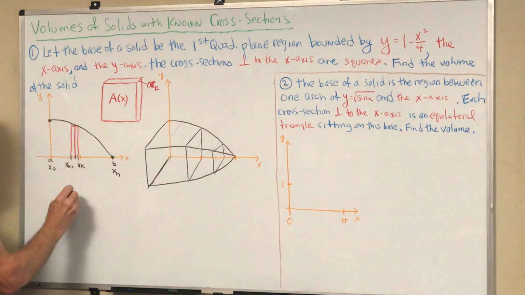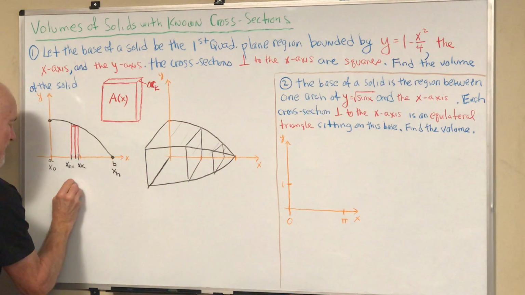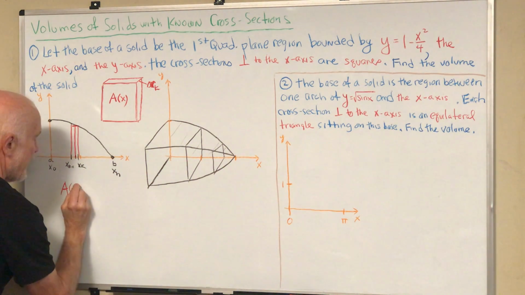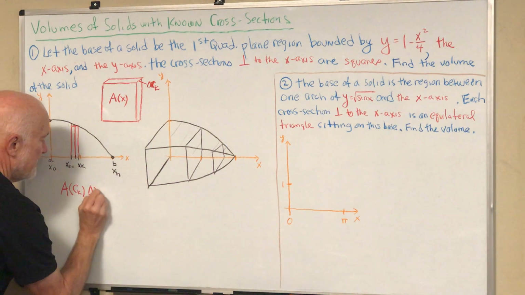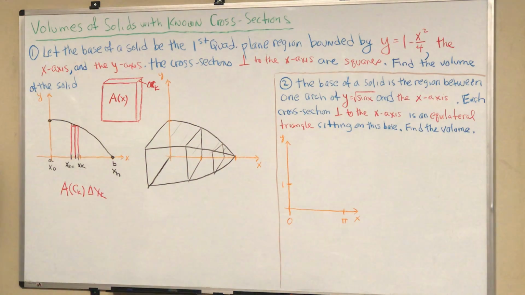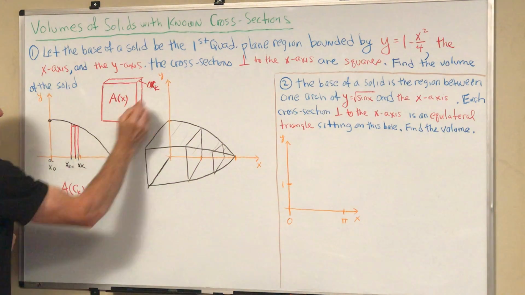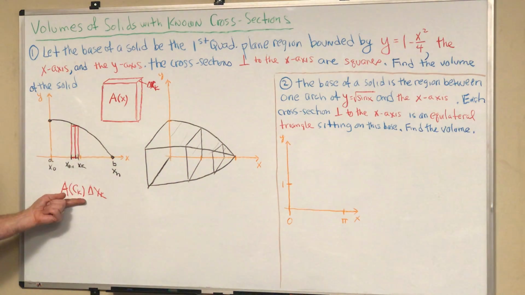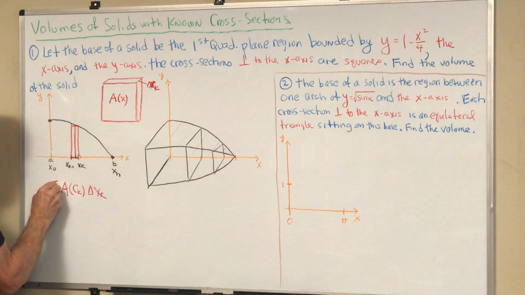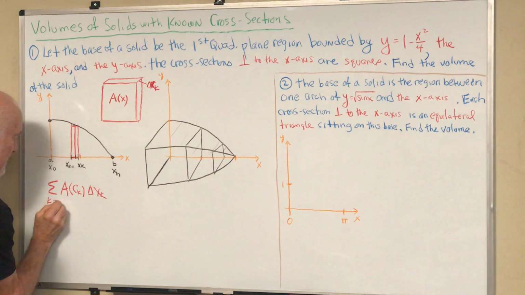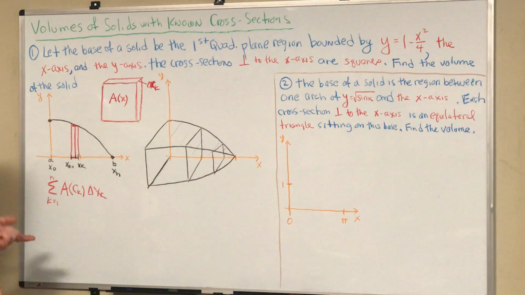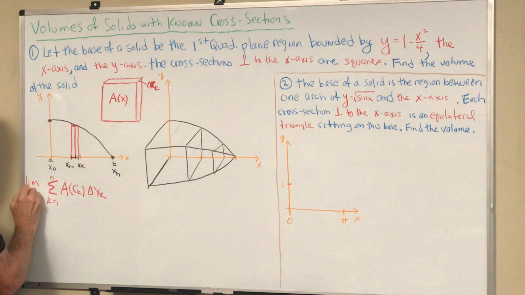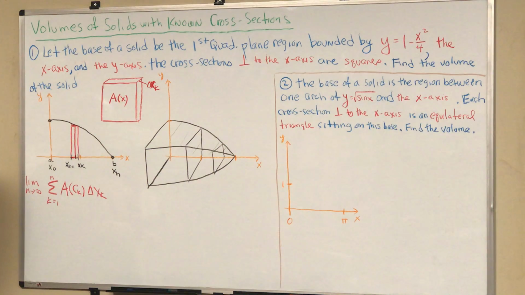So altogether, the volume of that box is going to be A of c sub k, because that's going to be our x value, and the width is going to be delta x sub k. So that's the volume of one box, and then all we're going to do is add them up. But because we have this little bit of air, like we always do, we're going to make them really skinny by taking the limit as n approaches infinity, or as the norm of the partition approaches 0.